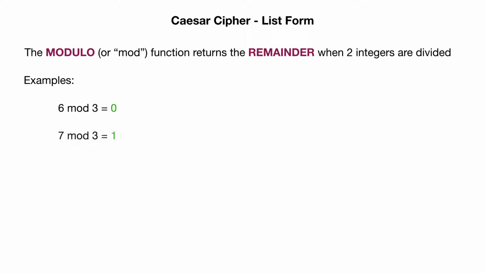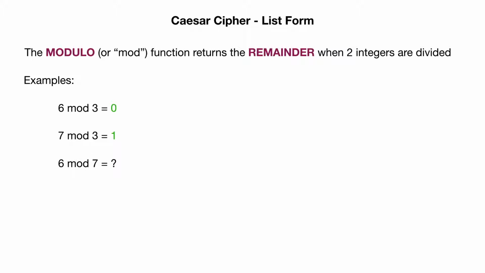But if you think about 7 mod 3, well, there are 2 multiples of 3 in 7, right? 3 times 2, right? 6. But if I subtract that 6 from the 7, I'm going to have 1 left over. So 7 modulo 3 is 1. And you can think of it as the remainder if you did 7 divided by 3, right? You'd have 2 remainder 1, so that's 1.